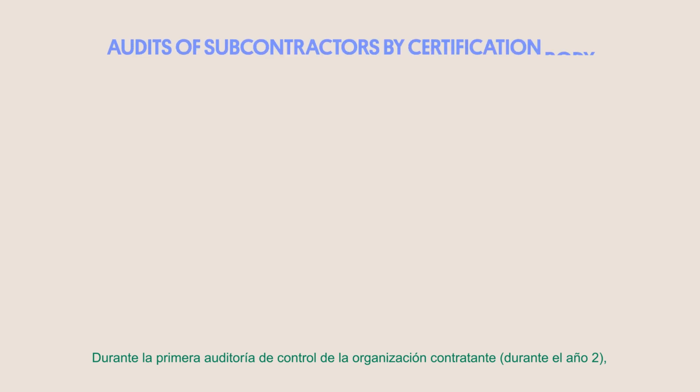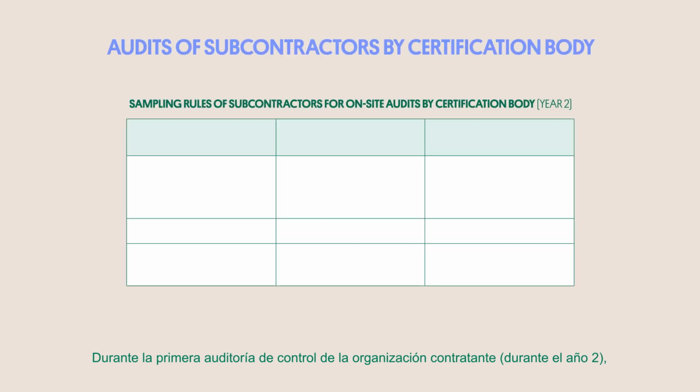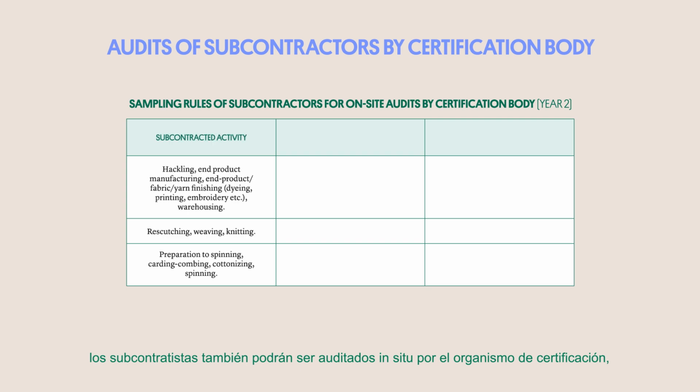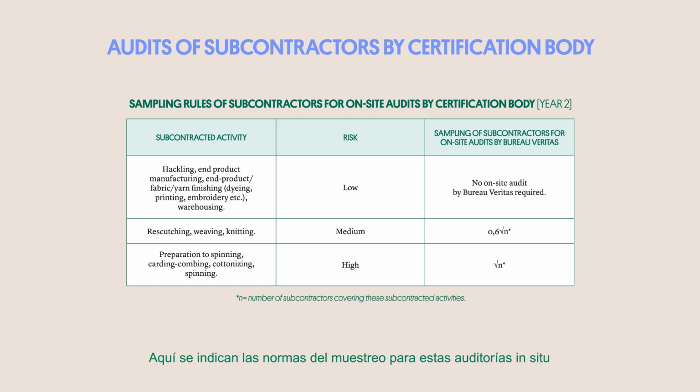During the first surveillance audit of the contracting organization, in year 2, subcontractors may also be audited on site by the certification body based on the risk level of fiber blending of their activity. The sampling rules for these on-site audits and the risk level of outsourced activities are shown here. Again, when a subcontractor has a valid European Flax certificate for the outsourced activity, they are exempt from such on-site audits by the certification body and exempt from internal audits by the contracting organization.